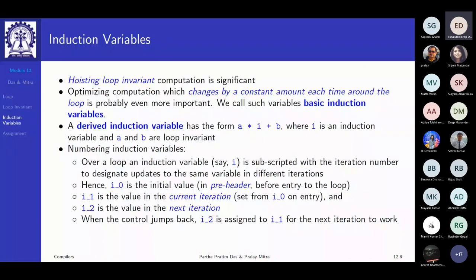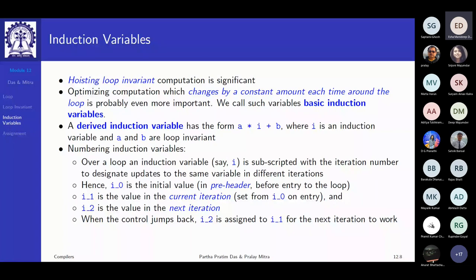Now, based on this, we define a derived induction variable which has the form A star I plus B, where I is an induction variable and A and B are loop invariants. So what will happen if I is an induction variable, it changes by a constant? That is the basic induction variable. Or it could be a derived induction variable itself. Now, if A and B are loop invariant, they don't change as you iterate.